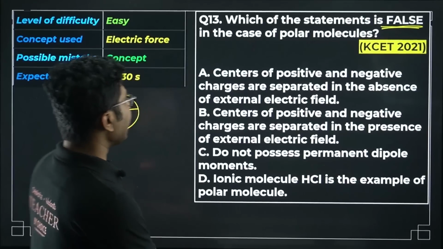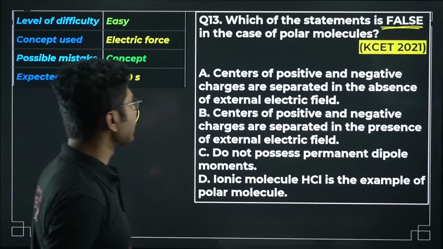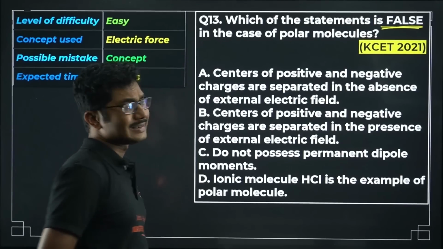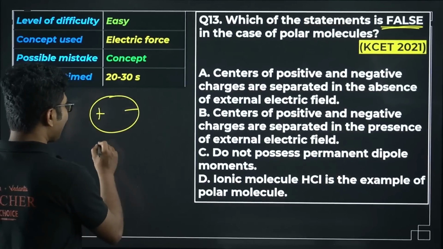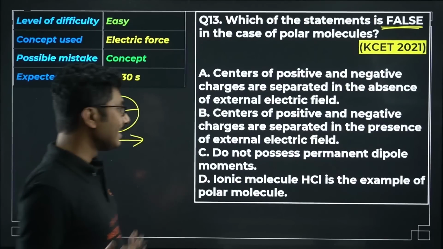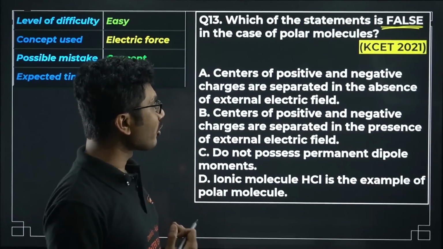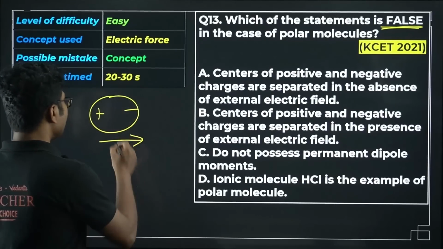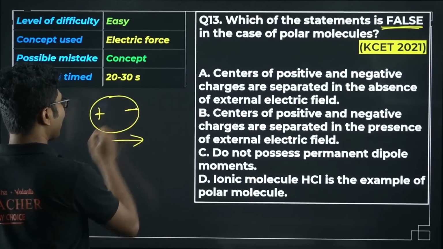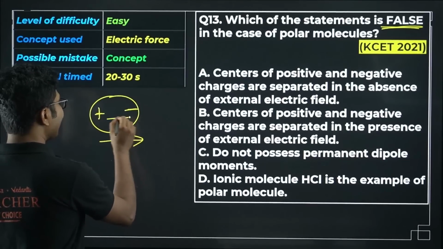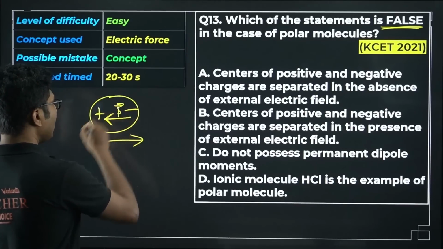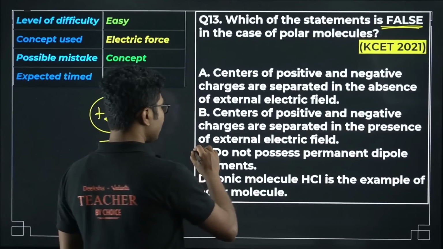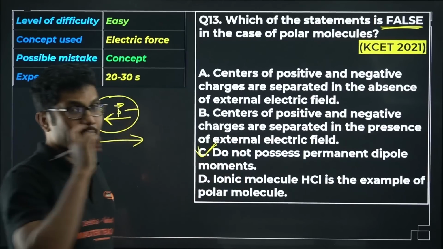Centers of positive and negative charges are separated in the presence of an external electric field. Yes, they are already separated, and even if you apply an external electric field, they still remain separated. Do not possess permanent dipole moments. Because their centers are separated, positive and negative, they definitely possess a permanent dipole moment from positive to negative. So this statement is incorrect, and option C is the false statement.